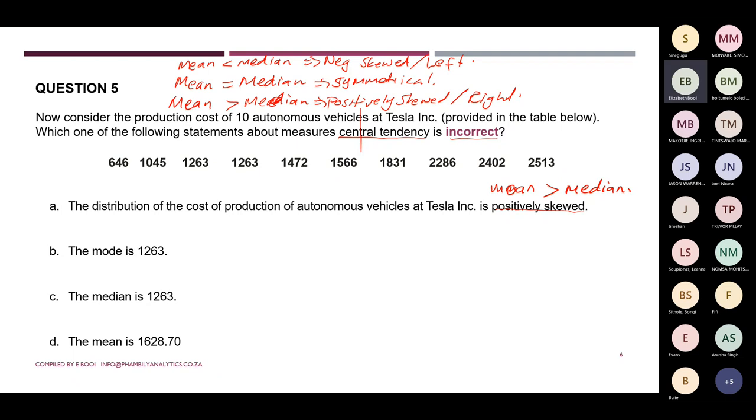If it means this one, it means the tail is to the left, and this one says the tail is to the right. And symmetric means they are both equal-sided distributions. Okay, so that is the first one.